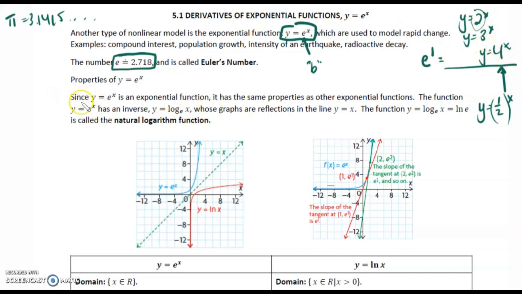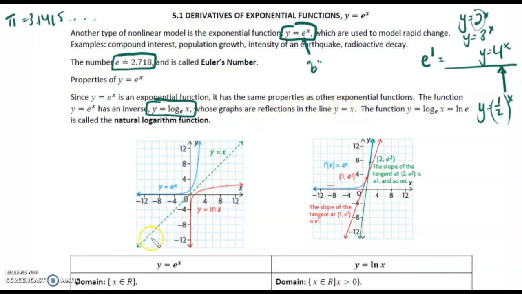Okay, so since y equals e to the x is an exponential function, it has the same properties as other exponential functions. The function y equals e to the x has an inverse of this: y equals log base e of x. Okay, and these are functions whose graphs are reflections in the y equals x line.